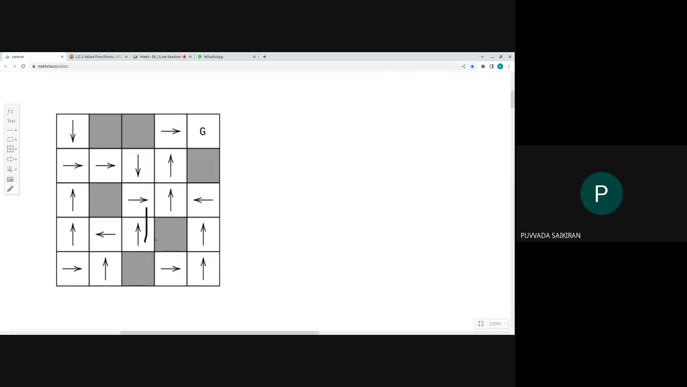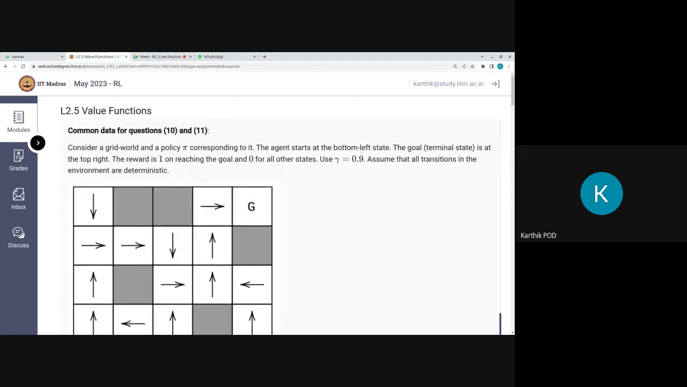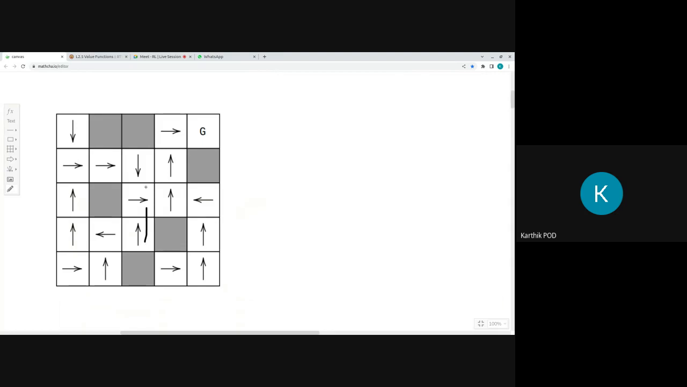Okay. So why will you end up in this state? It's because there's a term that's given here. Assume that all the transitions in the environment are deterministic. That means that if you decide to go up, you will end up going up, right? You won't magically go to some other state, right? Because it's deterministic, you will end up going there. So that's what it means to say that the transitions are deterministic.